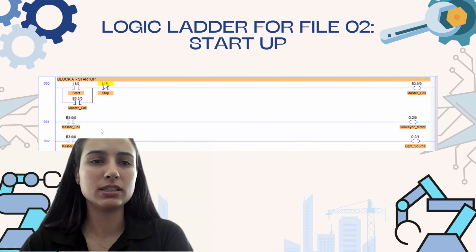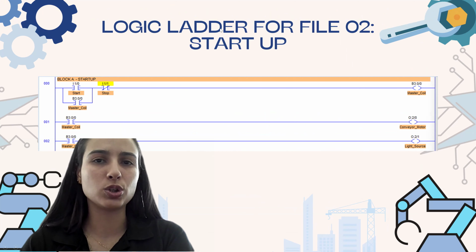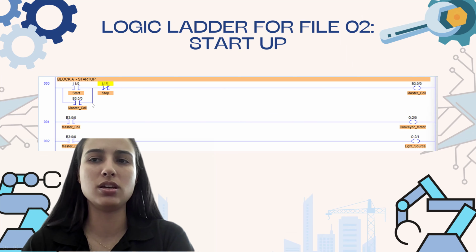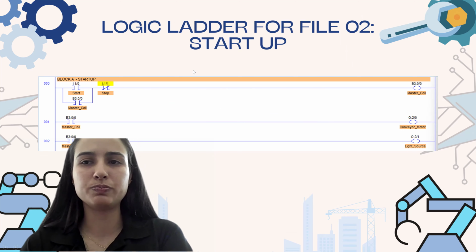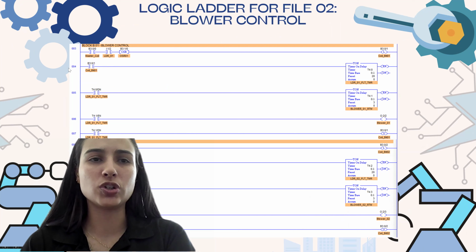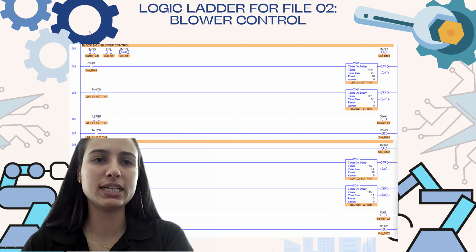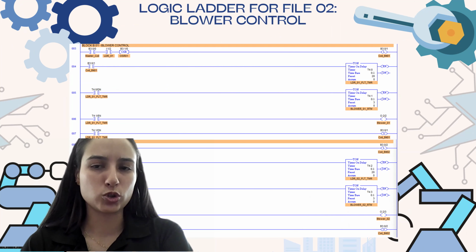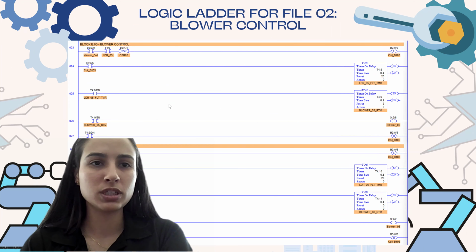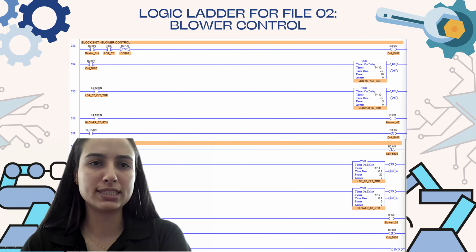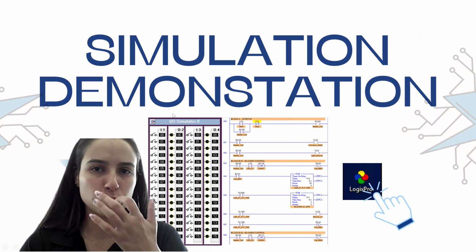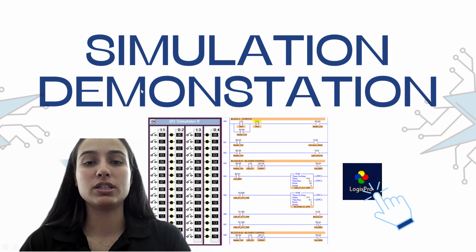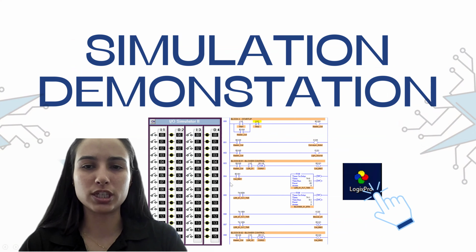Here I decided to start the logic ladder by showing the startup block, so you can see that it's the same. I'm going to show you how the blocks are seen. Block 1, as I already explained, is everything the same. Block 2, the same. Continue with block 5, block 6, block 7, and block 8. So now I'm going to show you the simulation, the demonstration. So let's go to Logix Pro.